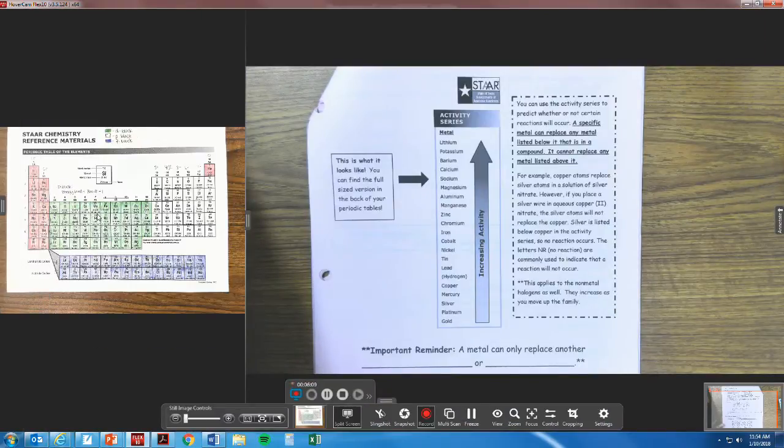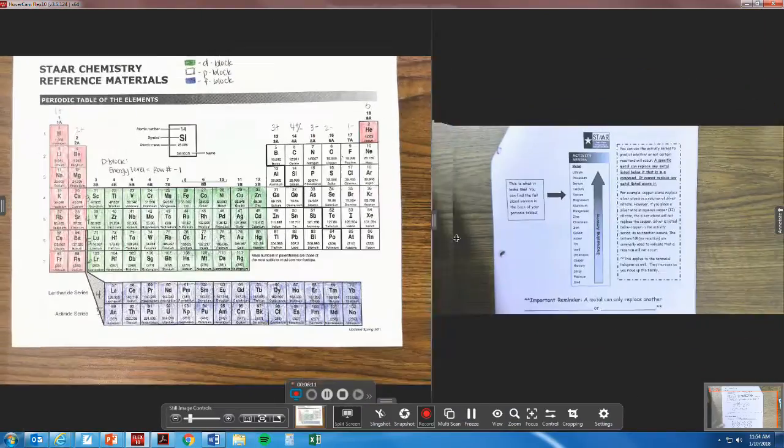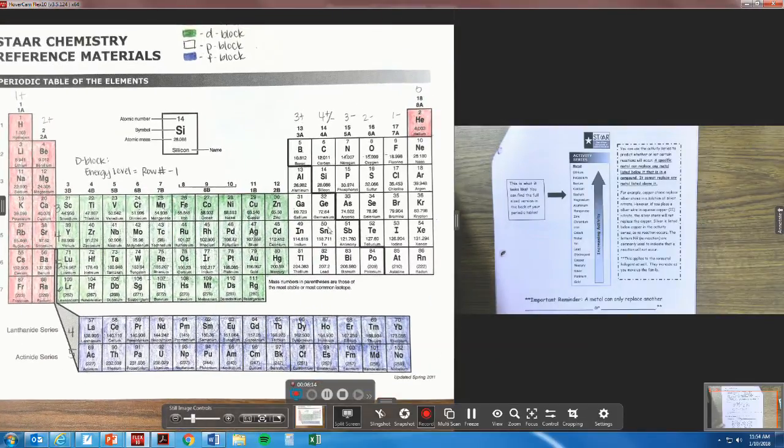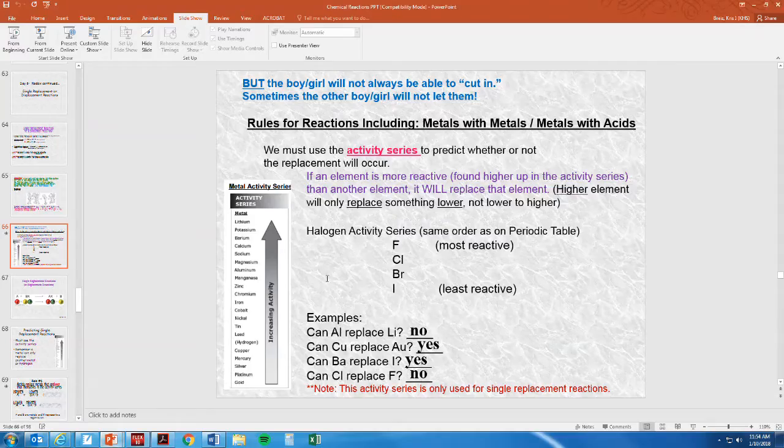Okay, so on your periodic table, your halogens are all group 7. Group 7A, these are your halogens. So they're going to follow the same kind of pattern. Fluorine is going to be the highest or the most reactive, and then iodine is going to be the least reactive or lowest. Okay, so when we go back to our PowerPoint, you guys can see that fluorine is going to be the most reactive, iodine is going to be the least.